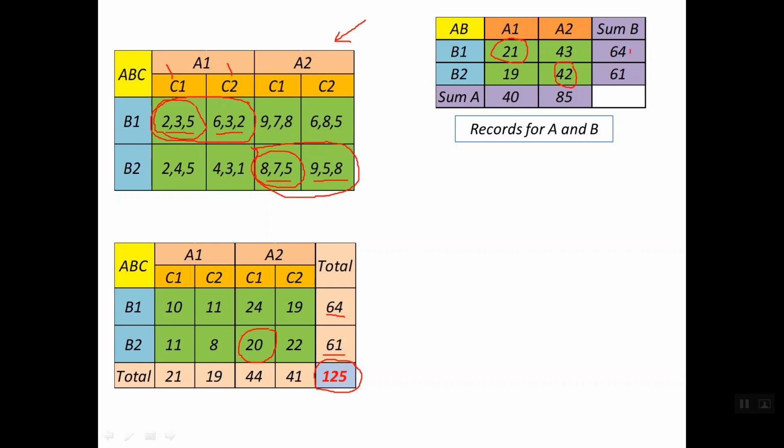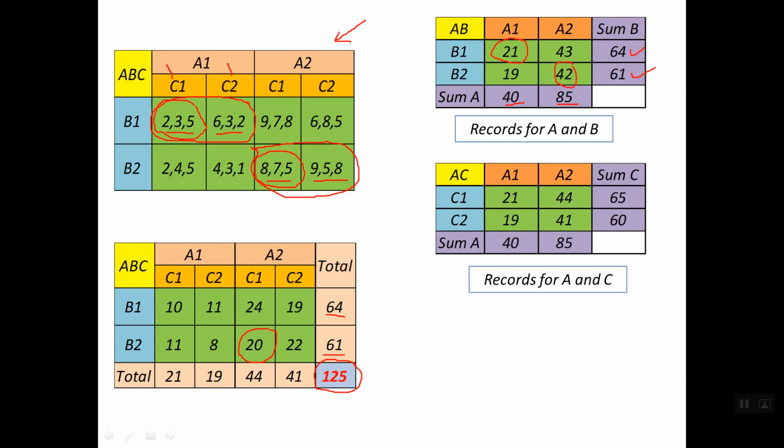So the total of B1 is 64, the total for B2 is 61, the total for A1 is 40, while for A2 we have 85. By the same techniques, we can make the records for both factors A and C.